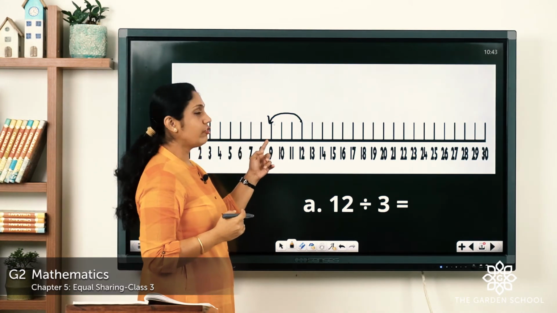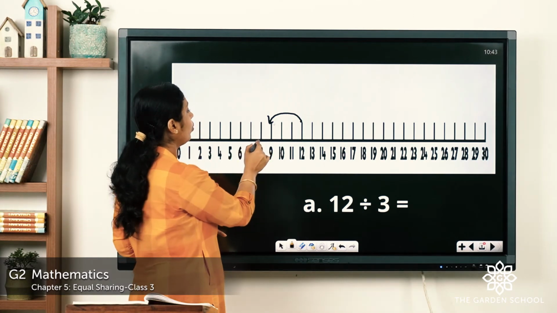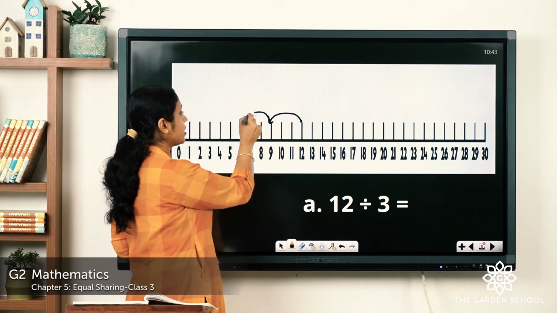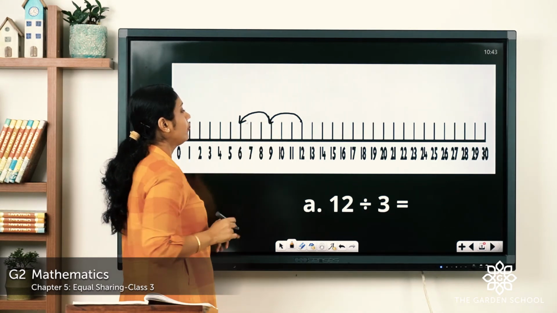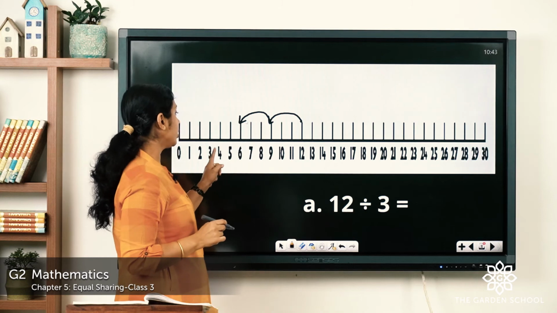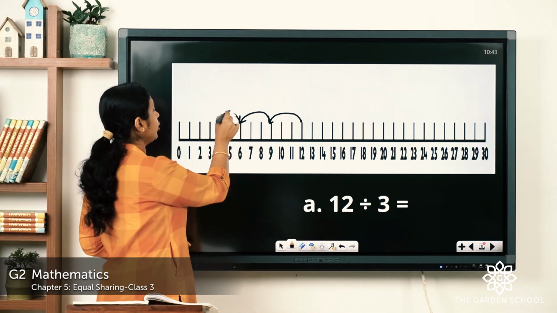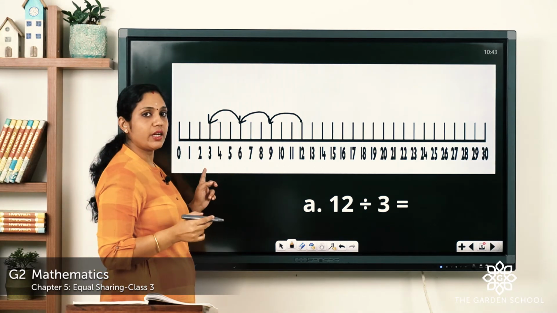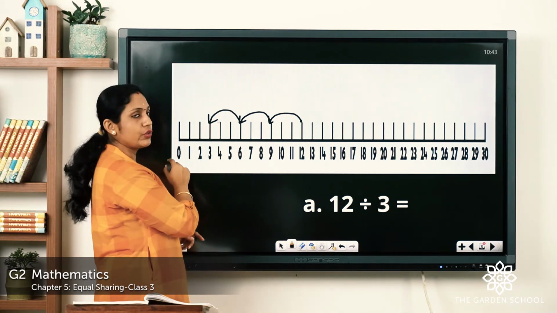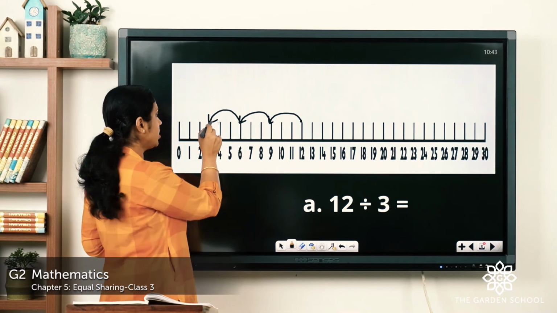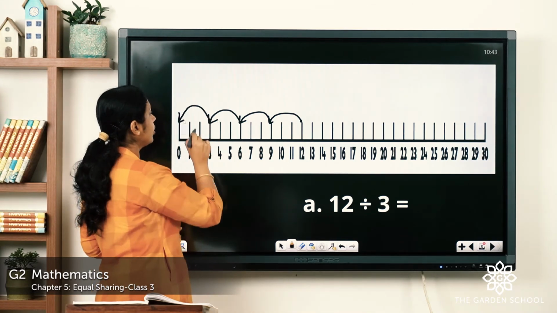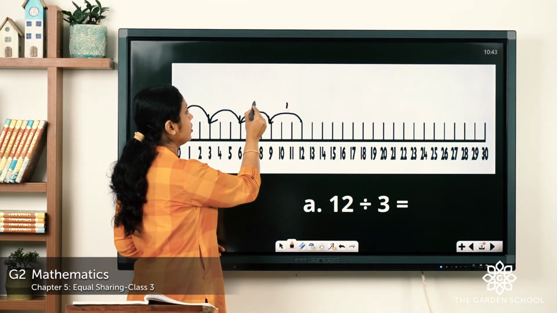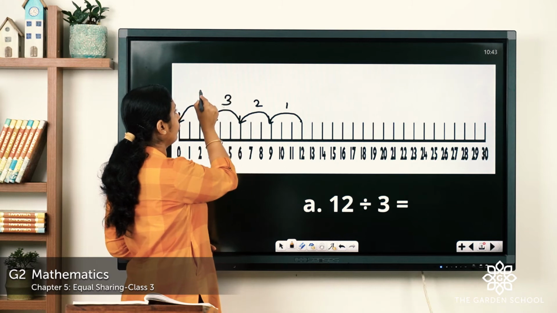From 9, again we have to move 3 numbers back. So 1, 2, 3, we reach the number 6. So the second step you can draw like this. From 6, again 3 numbers back. 1, 2, 3, you reach the number 3. And from 3, we have to move again 3 numbers backwards. 1, 2, 3, and here we reach the number 0. So now we should calculate how many jumps we made. It is 1, 2, 3, 4.